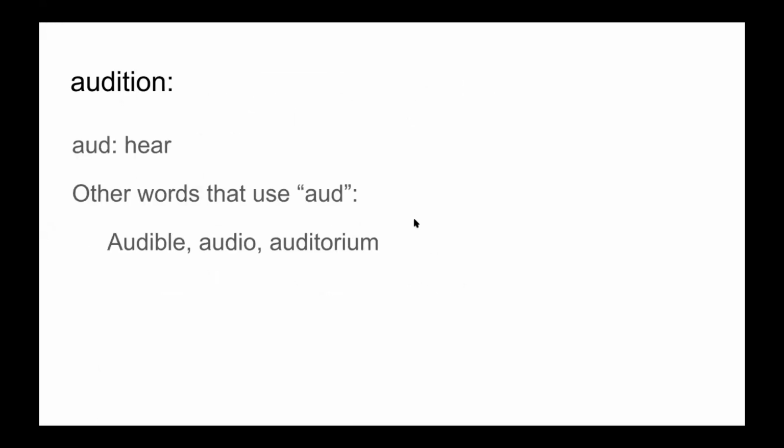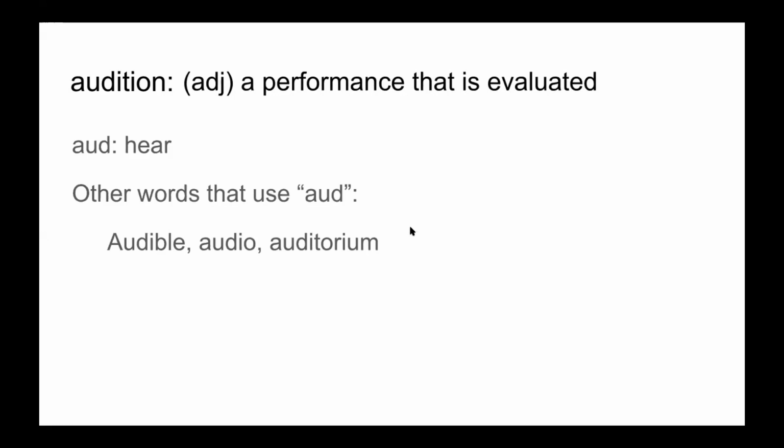So aud means hear. So audition would likely have to do with something with hearing, or maybe you hear someone, or it's like a form of hearing. But if you look at the definition, it's a performance that is evaluated. So if any of you play instruments, likely you've had an audition for a talent show or maybe for a performance or a competition.